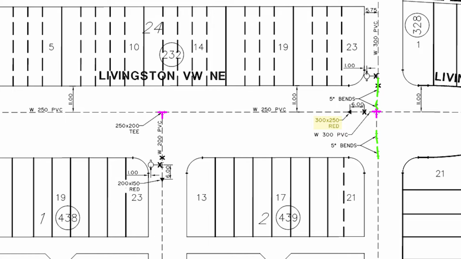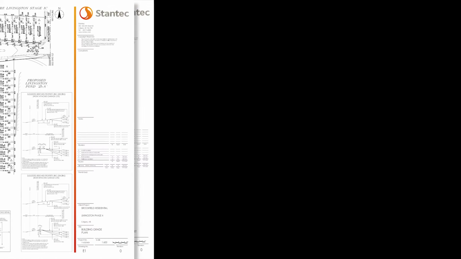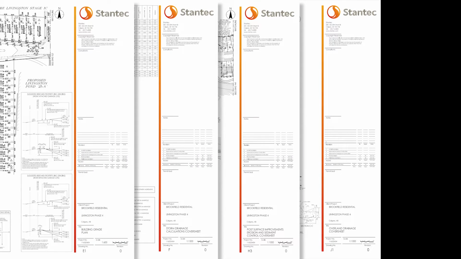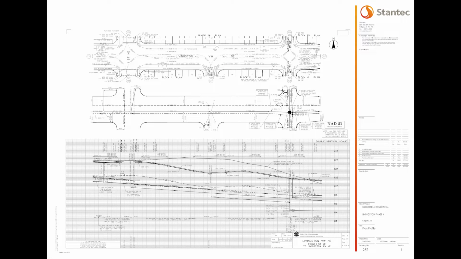Each set of plans differs, but you will often see a number of cover sheets which contain information not useful to you. For instance, this set contains several of these, including the building grade plan, which is used more to calculate drainage, as does the storm drainage calculations, storm drainage, erosion and sediment, and overland drainage cover sheets. They are worth taking a look at when you have time, but do not typically aid in the actual construction of the road. Profiles, however, contain critical information for us.